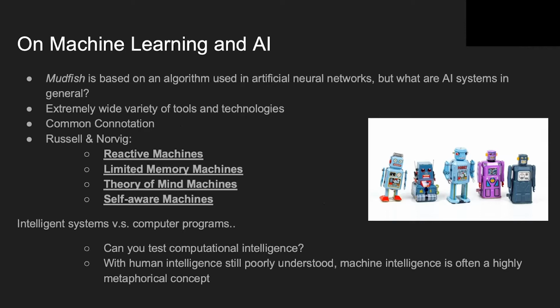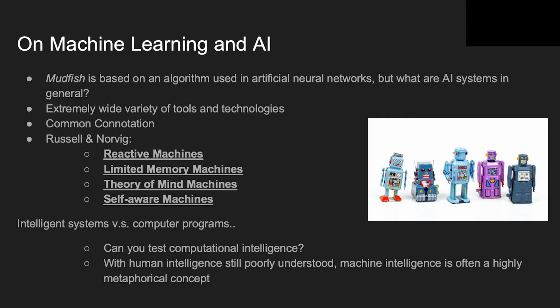For this reason, I think it's useful to split it up into four categories. Reactive machines, which are machines that respond to any input stimuli. Limited memory machines, those that have an understanding of historical data or present history. Theory of mind machines, those with an understanding of the user's emotions and potential goals. And self-aware machines, those that have their own emotions and goals.